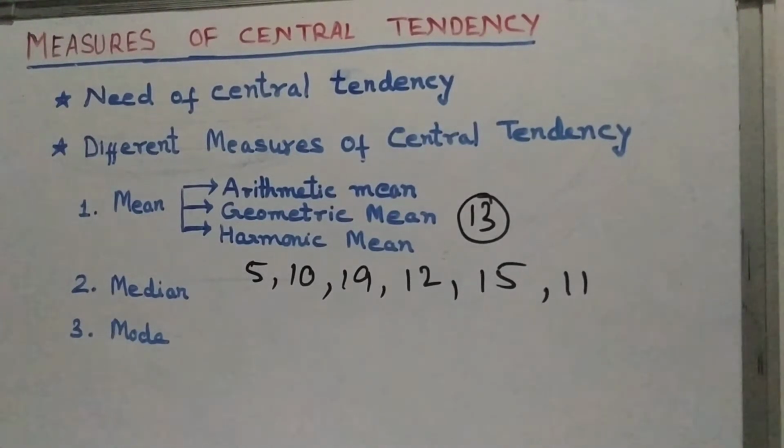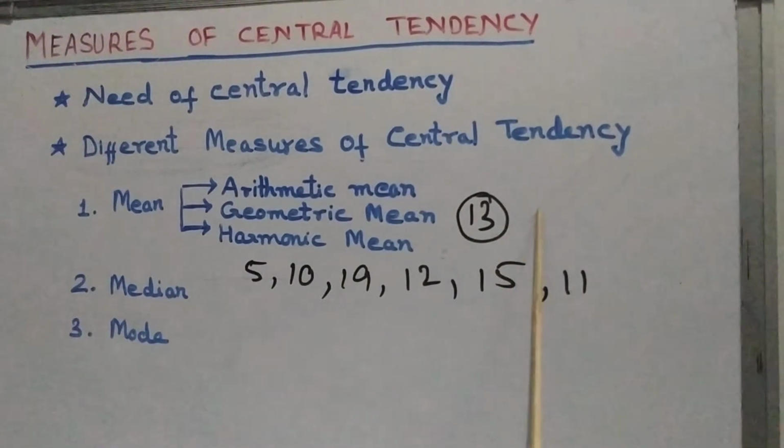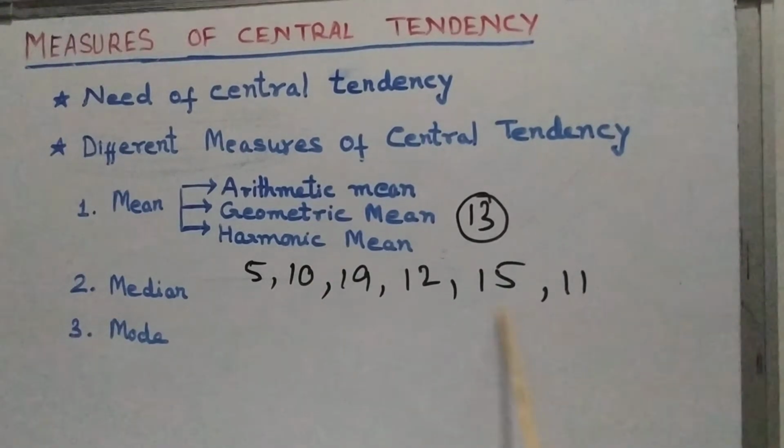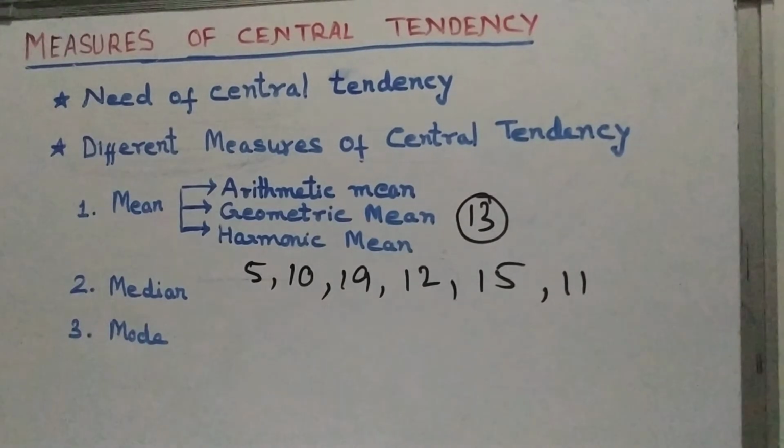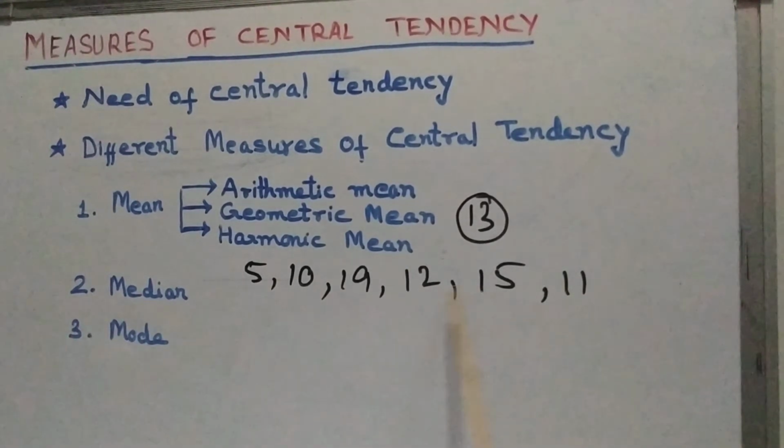Why do we need this? Because when we have to compare, we have two or more sets of data. Here I have written one set of data. Suppose we have two or more sets of data. In that case, if we need to compare, then we have to find the central value or central tendency of each set of data separately, then only we can compare. And if the data set is small, that means here 1, 2, 3, 4, 5, 6 observations are there, it is a small data set.